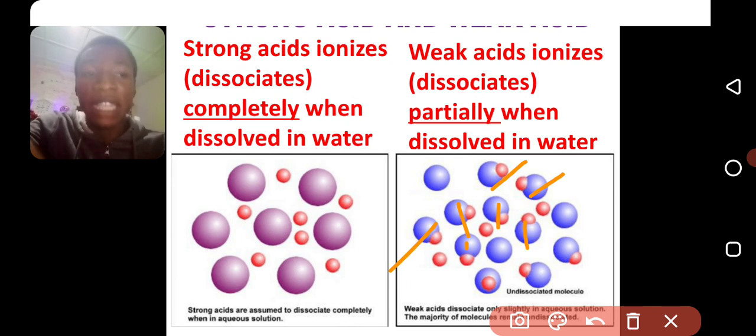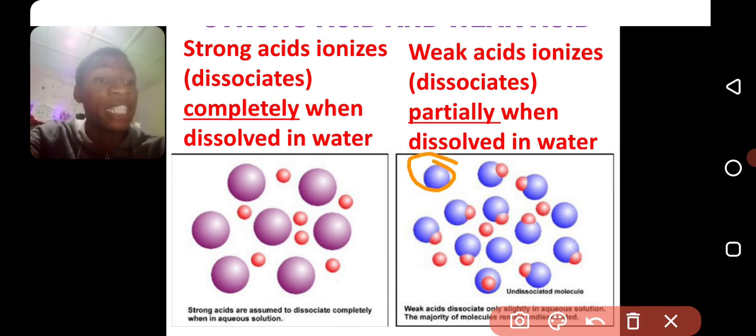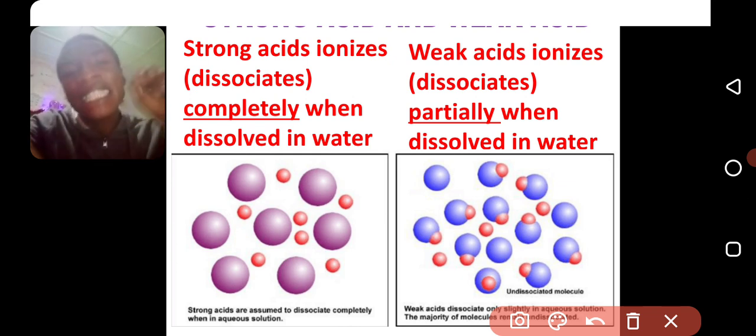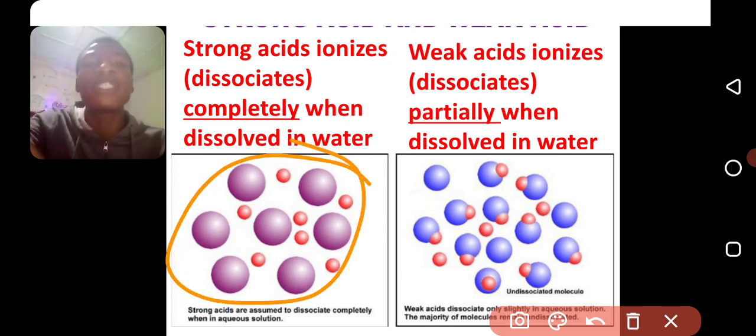You call them weak. They are not strong, but they are weak. Only a few of them are dissociating, like this one dissociated, like this one dissociated, but if you count the others, there are very many molecules that are not dissociating. You call them weak acid, the one that dissociates only partially in water. But the one that dissociates completely, like we have on this side of the screen, is strong acid.